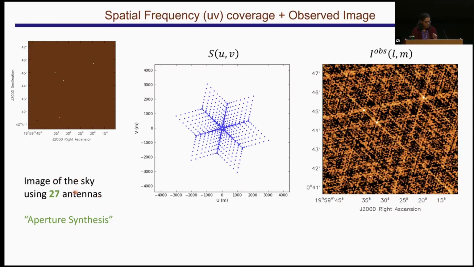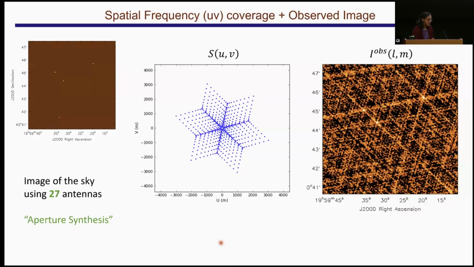Now, I stopped at 27 simply because the Very Large Array instrument in New Mexico has 27 antennas, but it depends on the number that you have. But what you can see here is this sampling is pretty sparse, but it is the best that one can do at a single frequency and at a single instant in time. Okay?